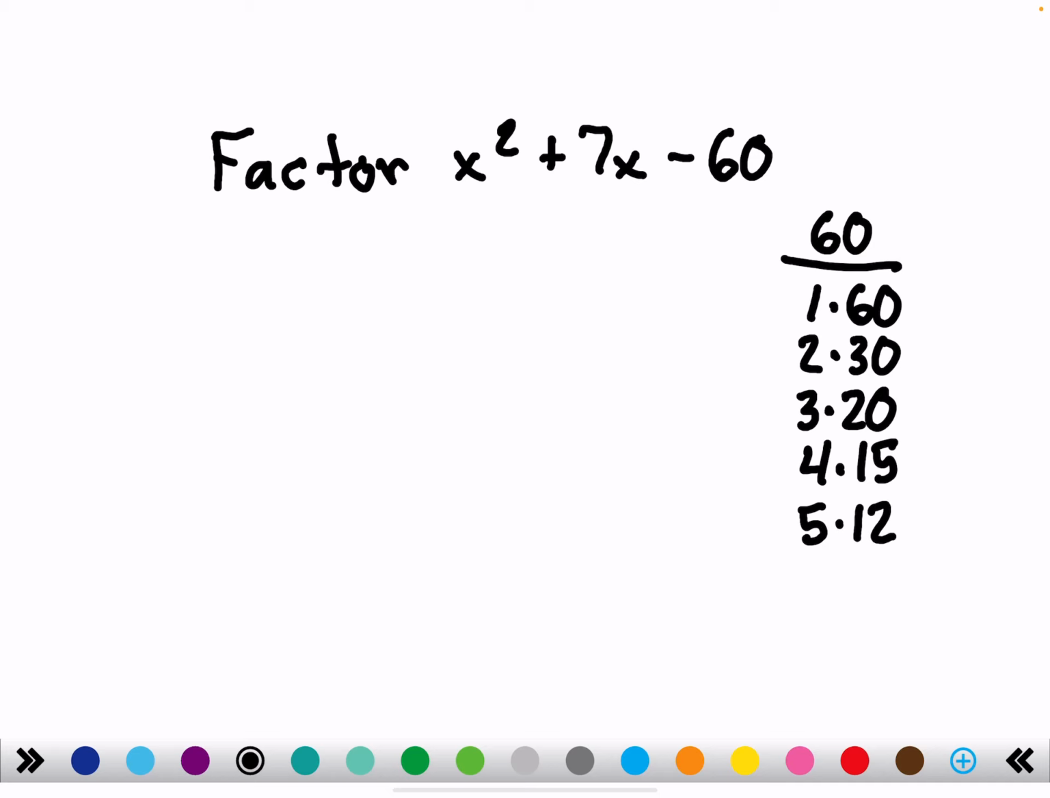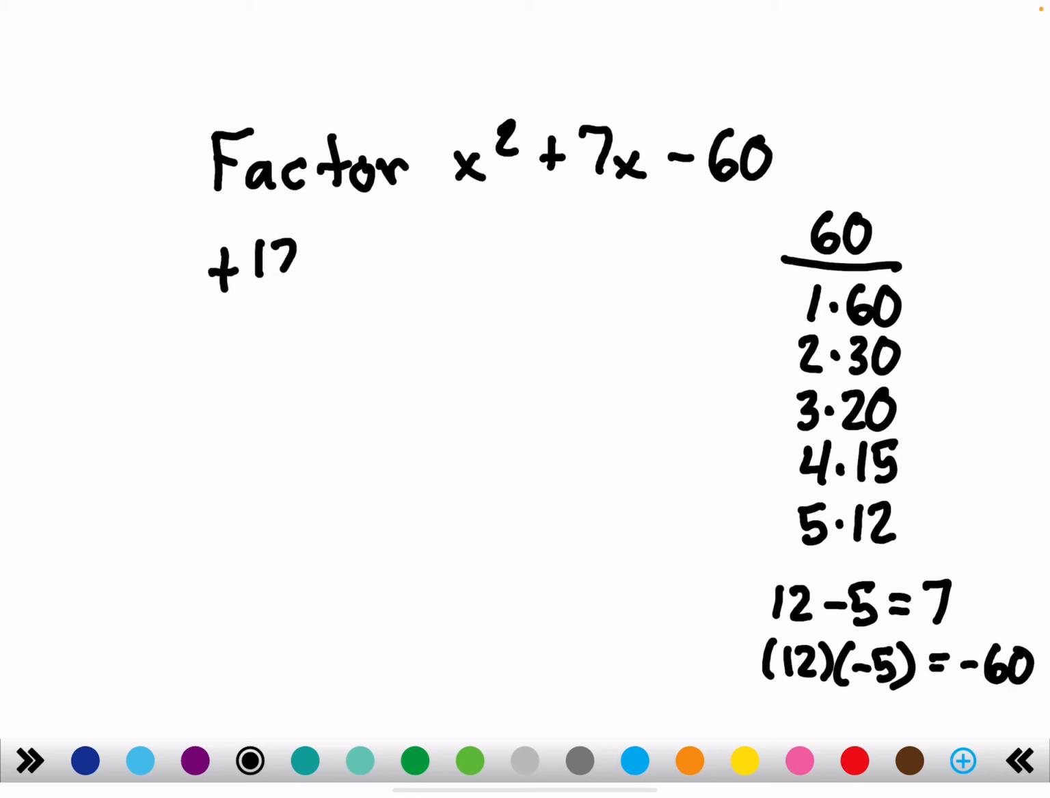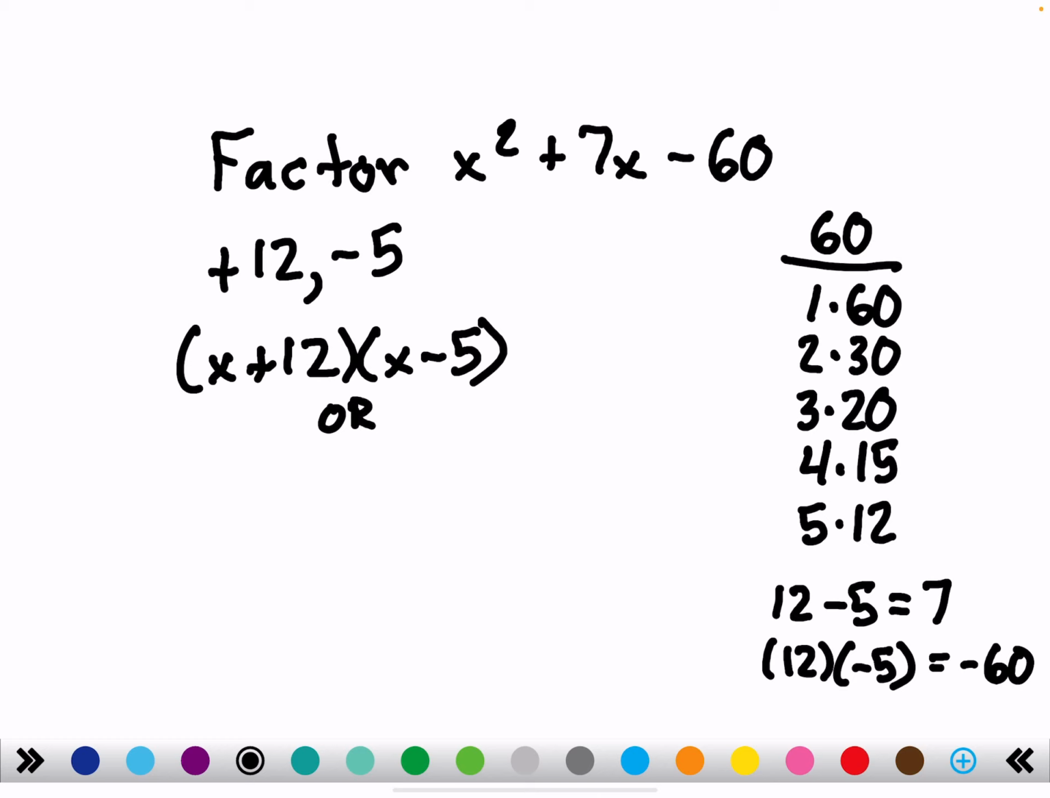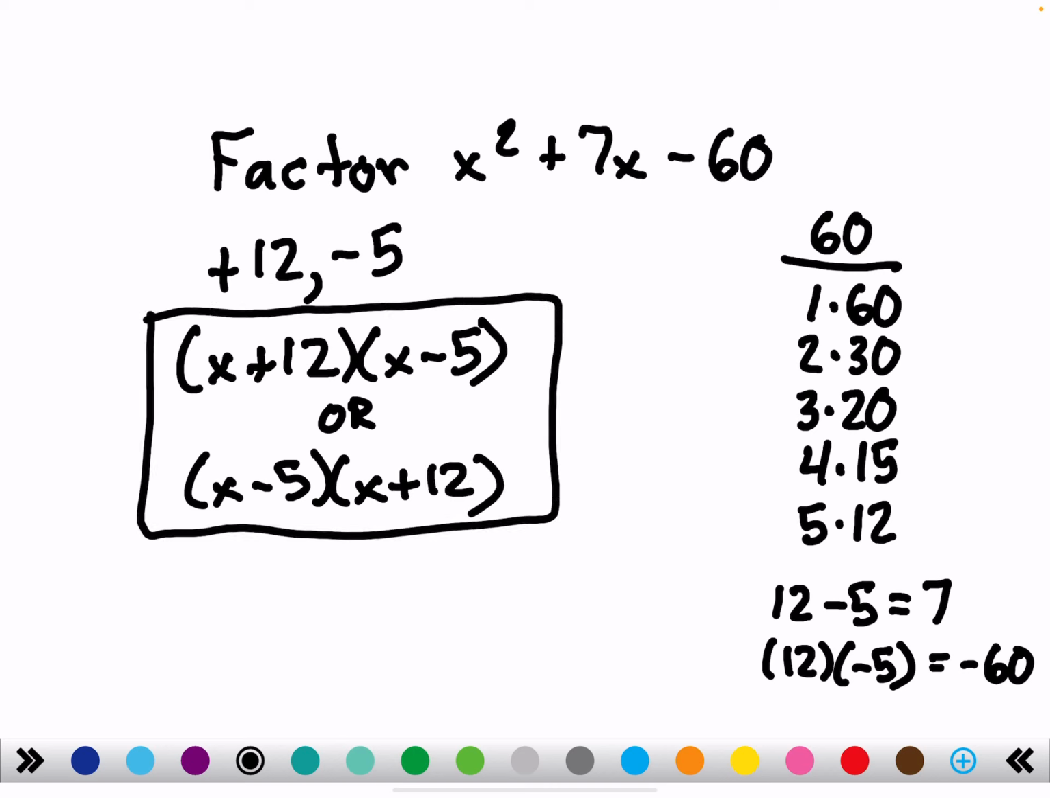5 times 12, bingo, those are 7 apart. The 7 is positive, so this means the 12 is positive, the 5 is negative. 12 minus 5 is positive 7. 12 times negative 5 is negative 60, so those are our pair. Positive 12 and a negative 5, so we write the answer, x plus 12 times x minus 5, or x minus 5 times x plus 12. Either of these answers is equally correct.